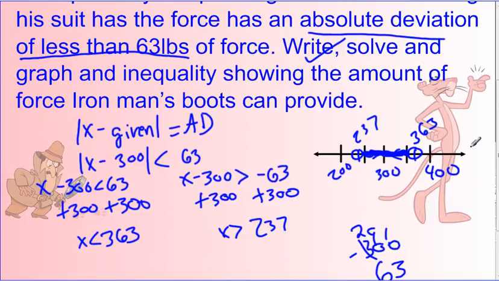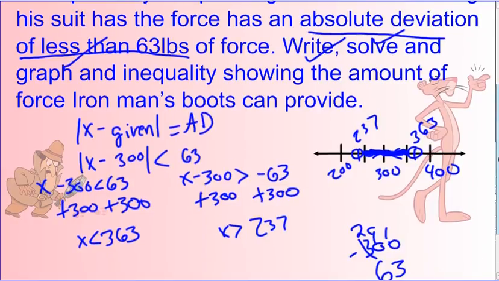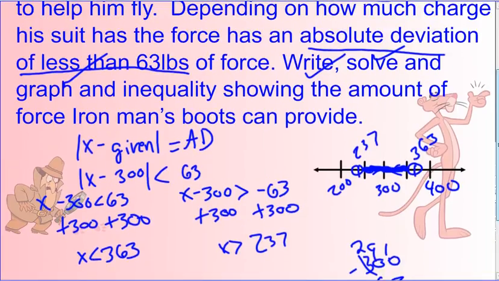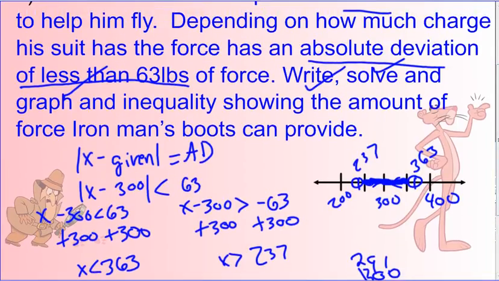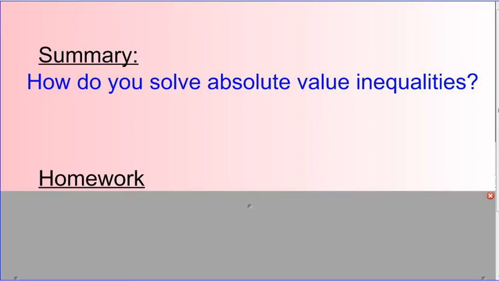All right, so we wrote, we solved, we graphed. Veni, vidi, vici. We came, we saw, we conquered. All right, summary. How do you solve absolute value inequalities? So how did we do these problems today? How are they similar to the last lesson? Maybe how are they different from the last lesson? Put down your thoughts in a sentence or two on how do we solve these things. Pause the video, do it now. When you're ready to continue, hit play, and we'll go through it together.